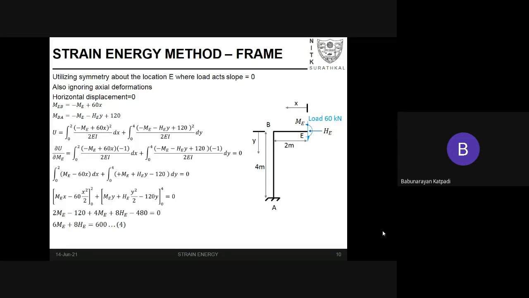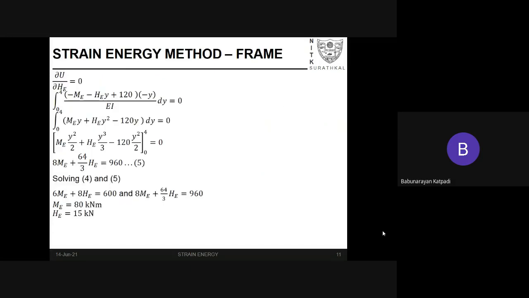We are doing the calculations. Finally, we land up with 6 MV plus 8 HG is equal to 600. Similarly, we do the partial differentiation for HG, and since we are ignoring axial deformation, we can write ∂U/∂HG is equal to 0. We get this equation: 8 MV plus 64 by 3 HG should be equal to 960. And we have two equations, just two unknowns, we solve for them. We get the values. The moment at the center is 80 kilonewton meter and HG as 15, which are correct.